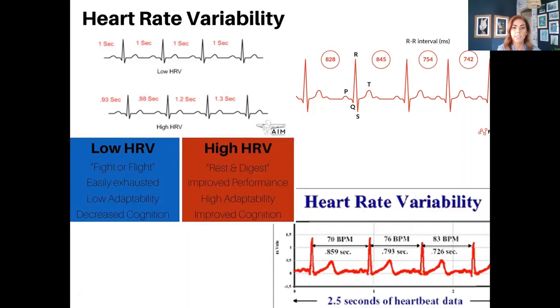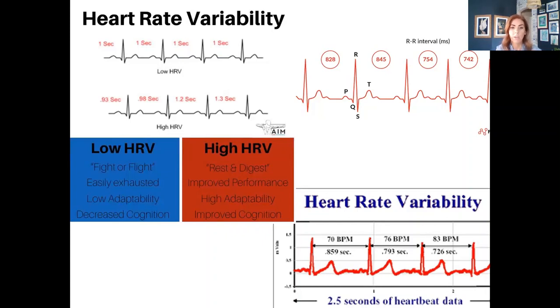What you really want is high heart rate variability, because this shows an ability to adapt. If you think about something that's very stiff and rigid and doesn't bend, if pressure or force is applied to it, it's more likely to break. High heart rate variability shows that you're more in a parasympathetic dominant state, and you have the ability to adapt, to be flexible, and to change as things change in your environment.